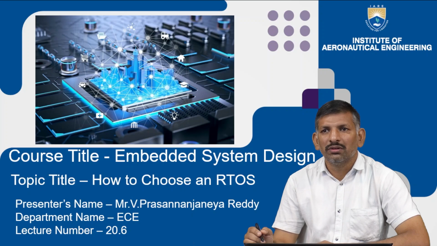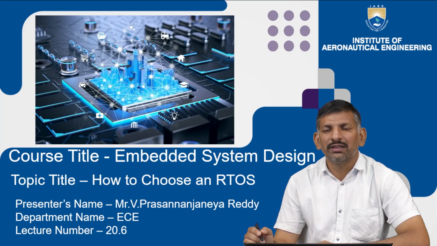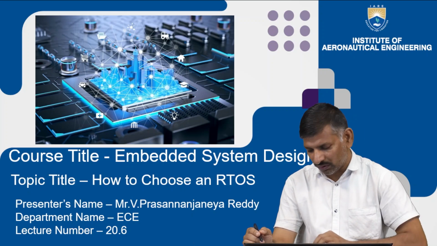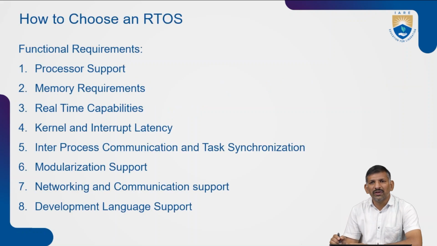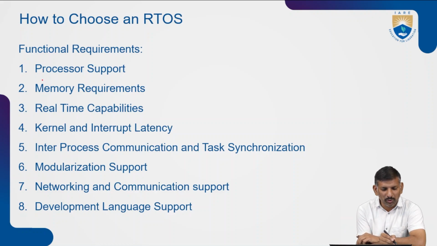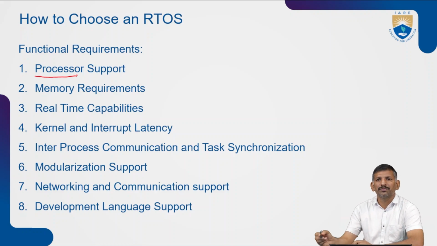A lot of factors we need to consider while choosing the real-time operating system. Those factors may be either functional requirements or non-functional requirements. We will check them one by one. For this topic, we can refer to the textbook Introduction to Embedded Systems by Shibu K V. First, functional requirements. The first requirement is processor support.